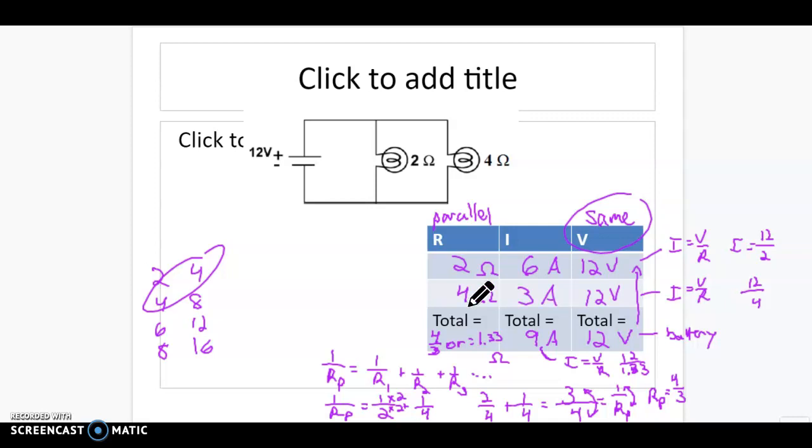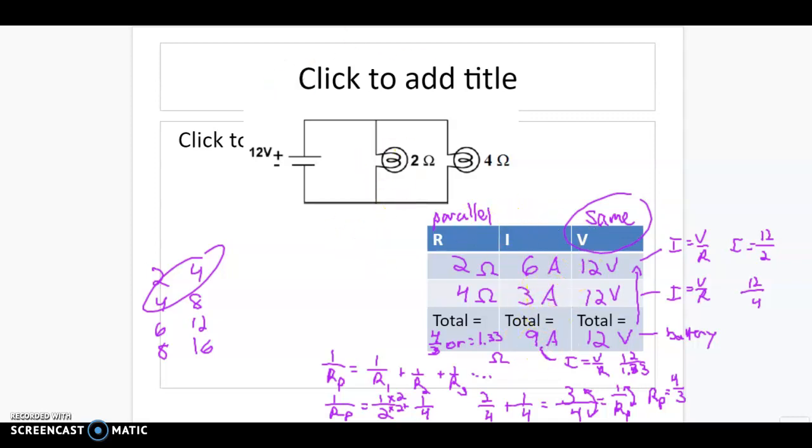And so that's how I fill out that table. If you did this right, your currents should add up to the total current. You have 6 plus 3 equals 9. Again, if you use 1.33, it does come out a little bit different, but that's kind of how you do it.